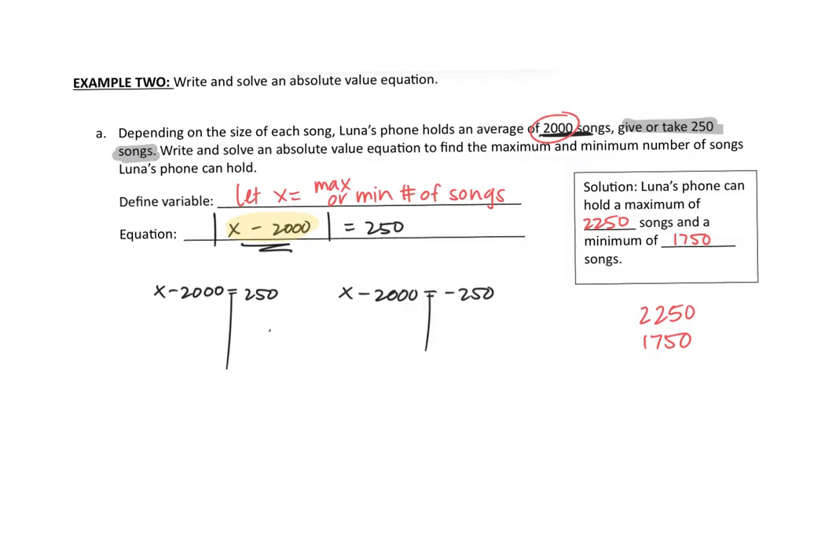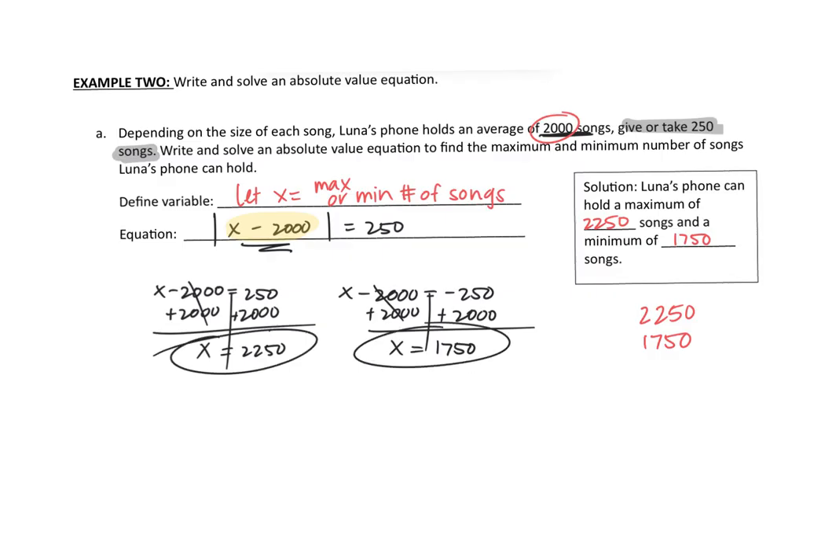If I solve those, I could add 2,000, and you guys can do this pretty quickly. I get 2,250. And over here, if I add 2,000, 2,000 take away 250, which is 1,750. So there's how I can get my two solutions. Again, I would never do this if I was just trying to solve this problem. I would just be like, oh, just add 250 and subtract 250. So you can easily get your answer.